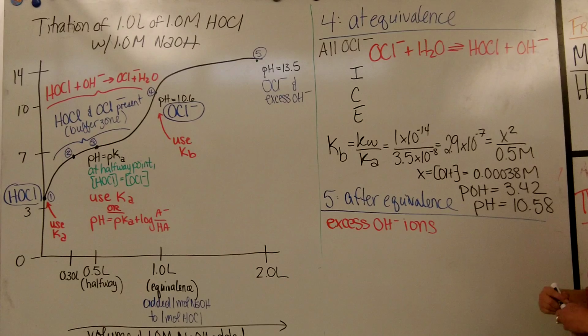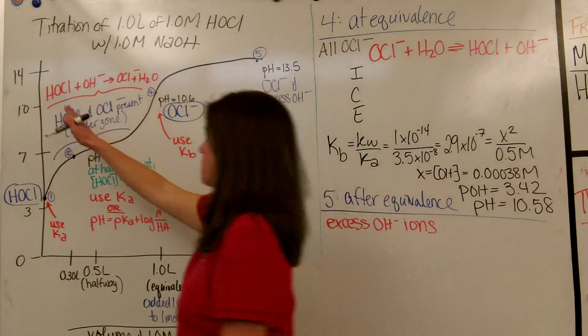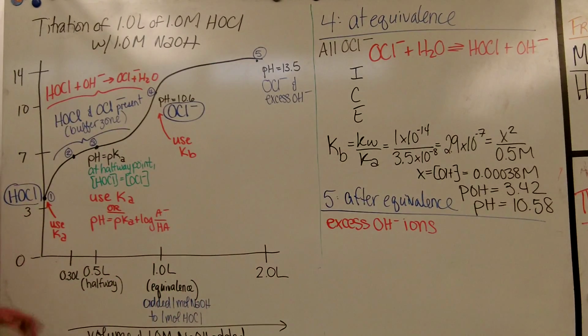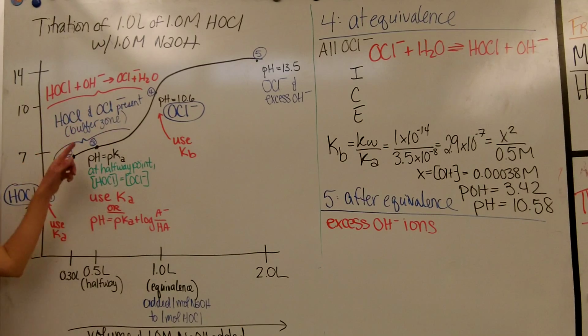And if we fill in this ice chart, first I want to figure out what your concentration is. So I know that I have added, so look back at this titration reaction, I started out with 1 mole of HOCl, and I added 1 mole of hydroxide to it. So at equivalence, these have all been used up and converted into OCl minus. So at equivalence, instead of 1 mole of HOCl, now I have 1 mole of OCl minus.